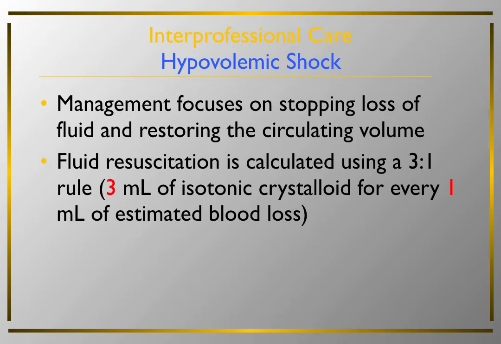So in hypovolemic shock, management focuses on stopping the loss of fluid, of course, and restoring that circulatory volume, just like in our patient who had those gunshot wounds. Fluid resuscitation is calculated using a 3-to-1 rule. 3 mL of isotonic crystalloid, which an isotonic solution could be normal saline or lactated ringer because it's similar to our own serum osmolality, for every 1 mL of estimated blood loss. In table 66.7, this delineates the different types of fluid used for volume resuscitations, as well as the mechanism of action and specific nursing implications for each fluid type.